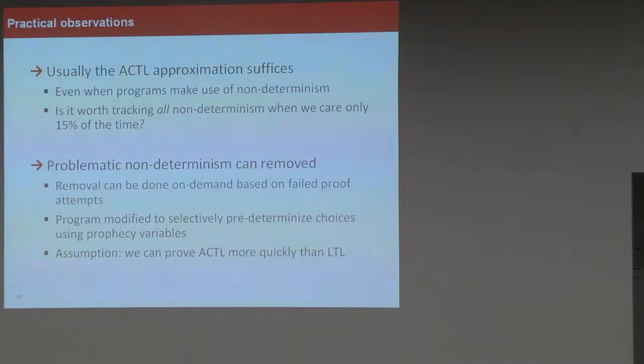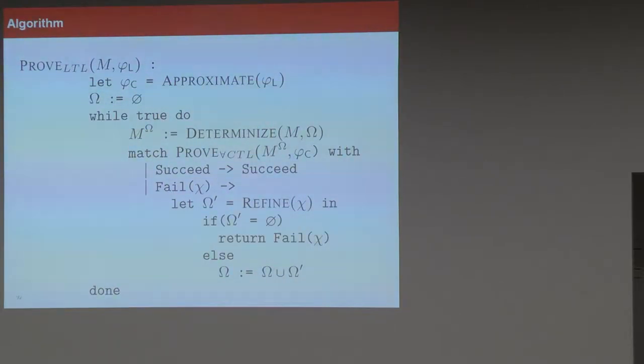Okay, so what we're going to do in this work is we're going to try and approximate LTL with ACTL. And we're going to sort of assume that that works most of the time. But in the cases where it doesn't work, then we're going to remove the problematic non-determinism introducing prophecy variables. And what we want to do is we want to do that based on failed counterexamples to ACTL. And again, we'll assume that we have now a CTL prover, and Andre has one, and I have one. Okay, so here's the procedure.